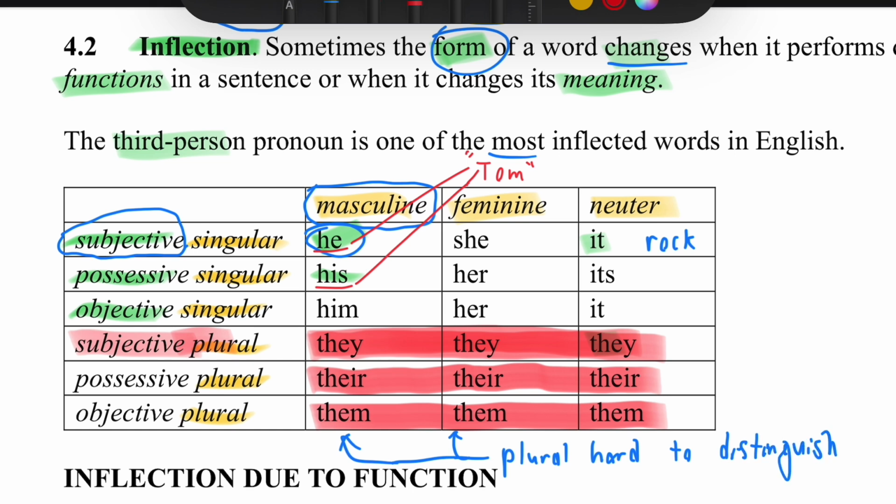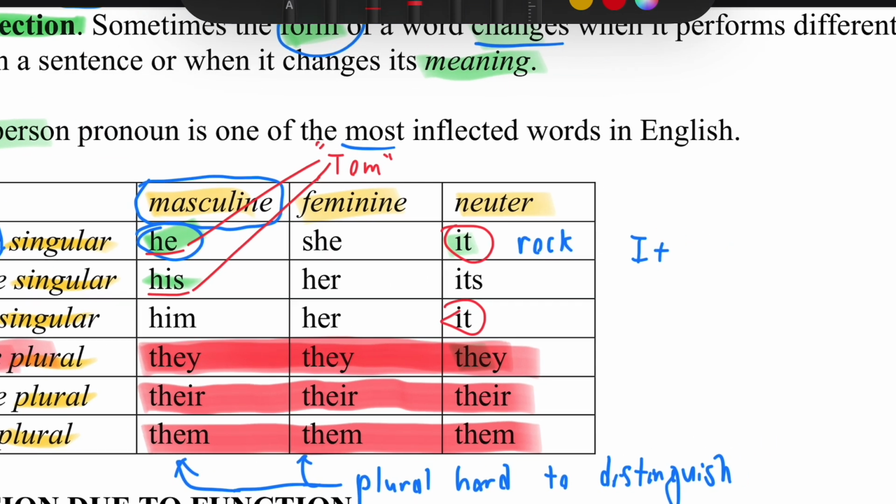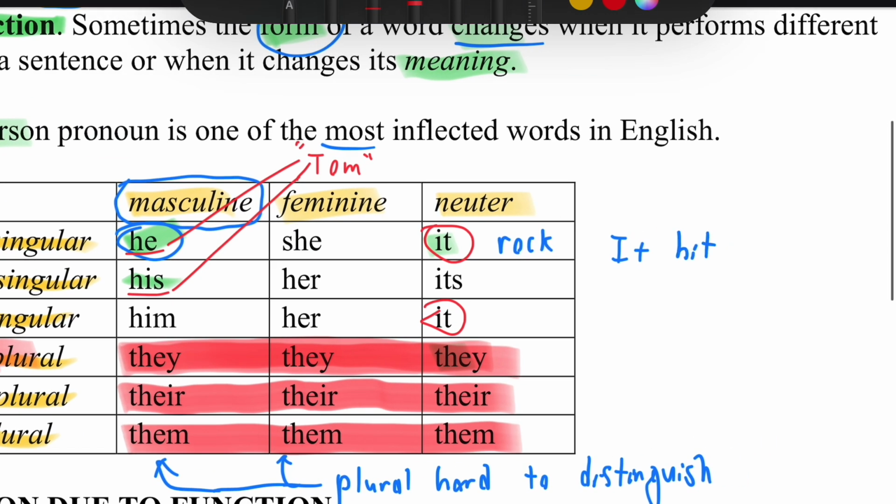The same could be said of it and it for subjective versus objective. It hit it. Again, same form, but performing different functions. So that it looks the same, but it's doing something different.